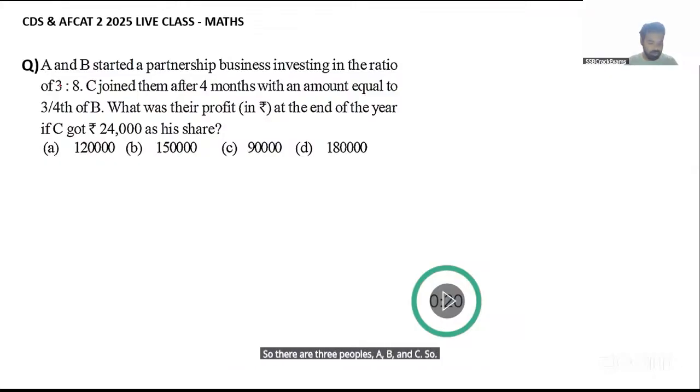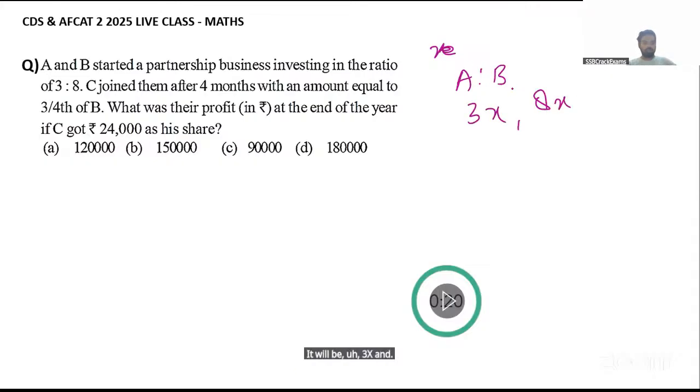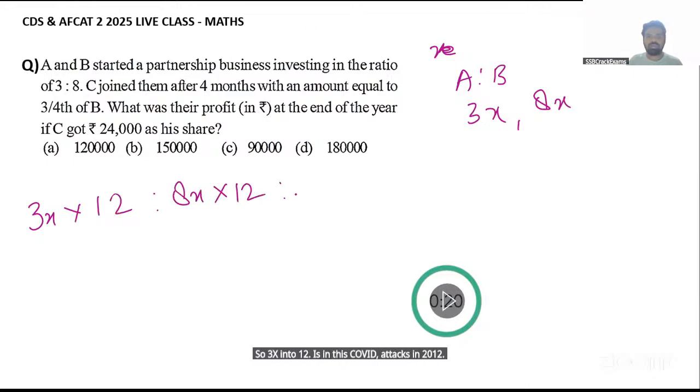So the profit ratio will be, A and B started the partnership in the ratio 3 to 8, and C joined with an amount equal to 3/4 of B's. So let's say the amount is x. Then the ratio of A to B will be 3x and 8x. And C joined after 4 months with an amount equal to 3/4 of B, which is 3/4 of 8x. A and B have invested for 12 months. So 3x into 12 is in ratio with 8x into 12.